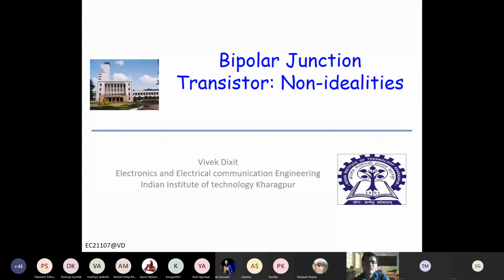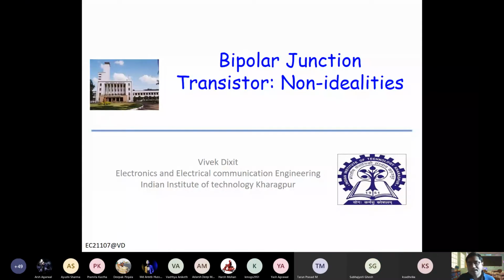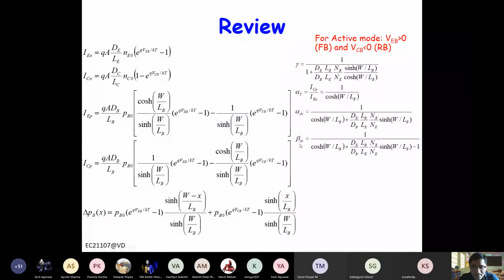So as you can see here, in last class we discussed the basics of BJT. There we derived the IV equation. So let us have a review of all those equations.